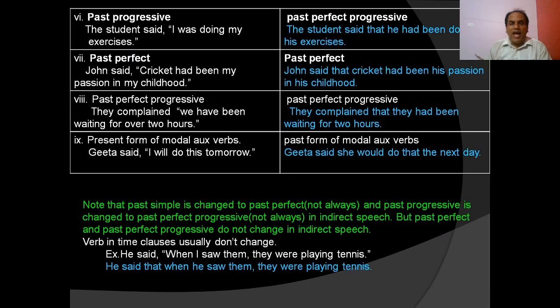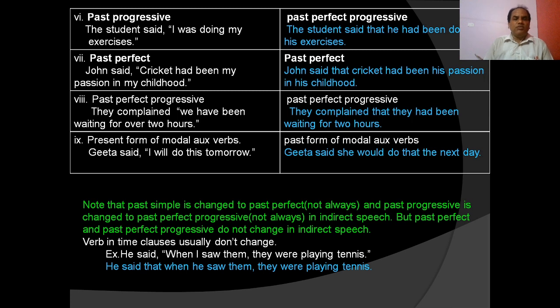Okay. So past progressive is changed to past perfect progressive in indirect speech. Take the example: The student said, "I was doing my exercises," and it is changed in indirect speech: The student said that he had been doing his exercises. Past perfect remains past perfect, and past perfect progressive remains past perfect progressive. There is no change of past perfect and past perfect progressive when we change direct speech to indirect speech.